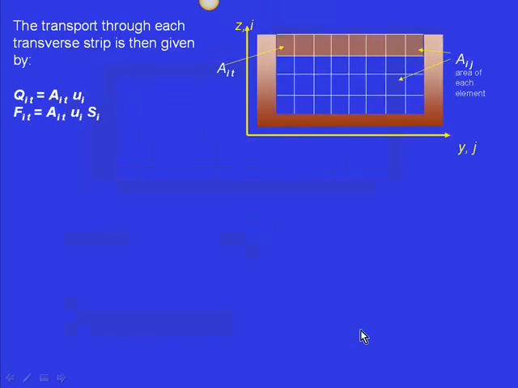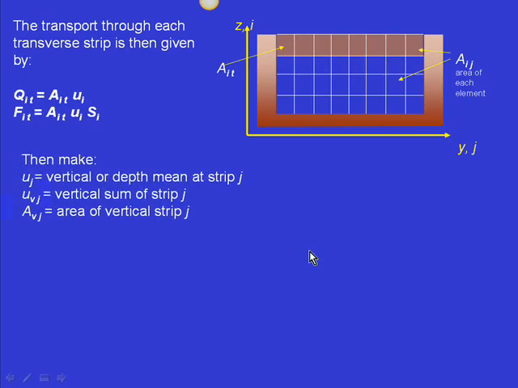Okay, so with that we can define the transport through each transverse strip, that is the transport through each of these slabs. It will be given by the area of the slab times the flow that's integrated throughout that slab. That's the Q sub i. And the salt flux will be that water transport times the salinity that is also integrated throughout that slab. So this gives us the water transport and the salt transport throughout this surface slab. You can do the same thing for each one of the slabs.